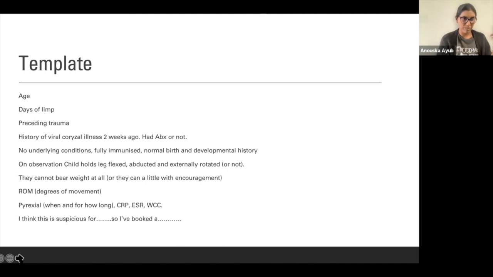What was the range of movement? Were they pyrexial? When were they pyrexial, at home or in the department? What was their temperature and how long were they pyrexial for? What was their CRP, ESR, white cells? And then you say, I think this is suspicious for septic arthritis, so I've booked an ultrasound. Or this has been going on for a really long time. The history is unclear. You know, the child has been in pain for some time. I'm worried about osteomyelitis, so I think we should do an MRI. And that's what you need to do.